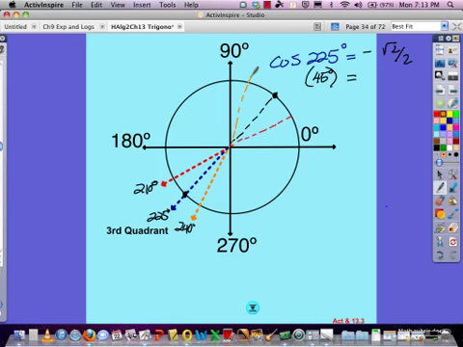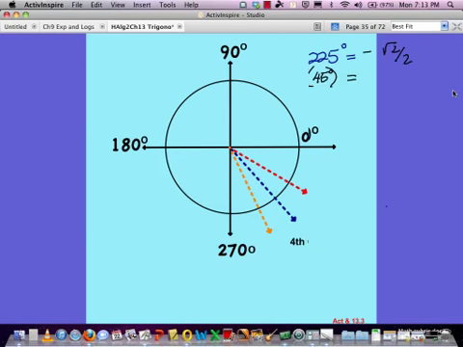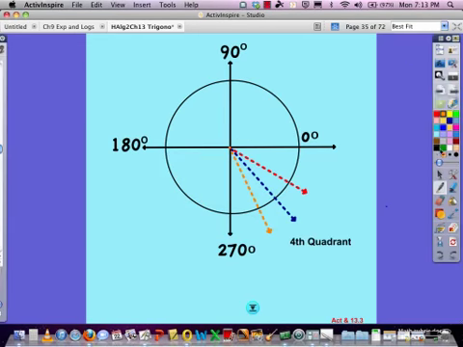Okay? So one last quadrant to travel to. And again, ask yourself, what would these be if we traveled to the fourth quadrant? 270 and 30 is 300. 270 and 45 is 315. 270 add 60 is 330. So you can see your angles.